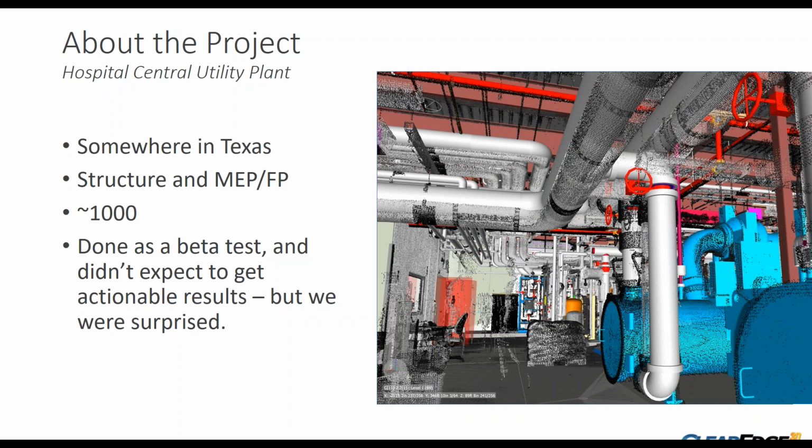So we chose a central utility plant at a large hospital renovation somewhere in Texas, and basically ran through about 1,000 different elements through the course of this test to do a comparison, and that's looking at a number of different scopes of work that we'll dig into in just a minute here.